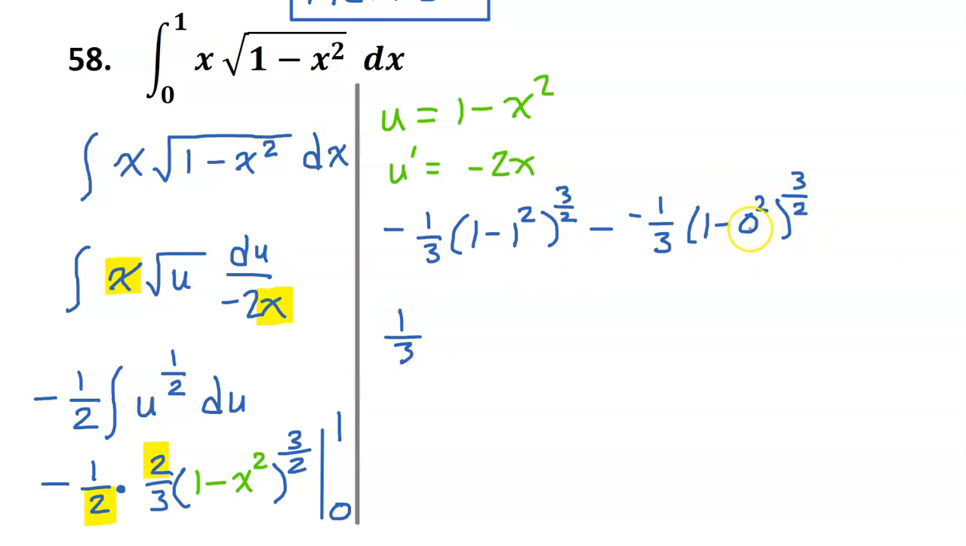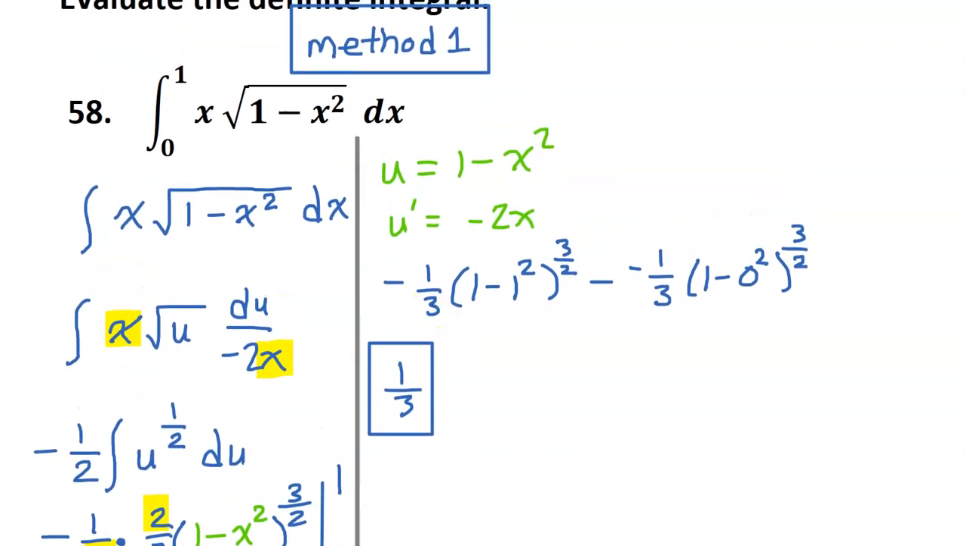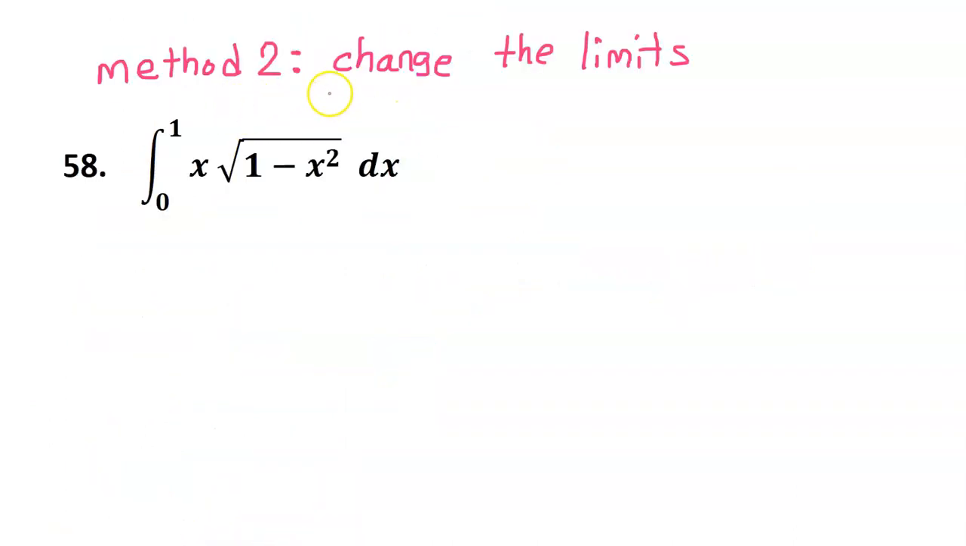And of course, 0 squared is 0, so we just have 1 to the 3/2 power. So that's just 1. So really it's just 1/3 times 1, which is simply 1/3. So this is the final answer, and that was method 1. Now let's do it again with method 2. For method 2, we will change the limits of integration when we do the u-substitution.